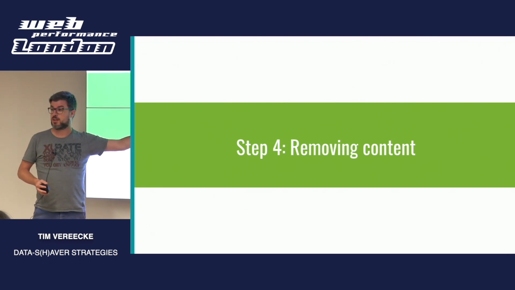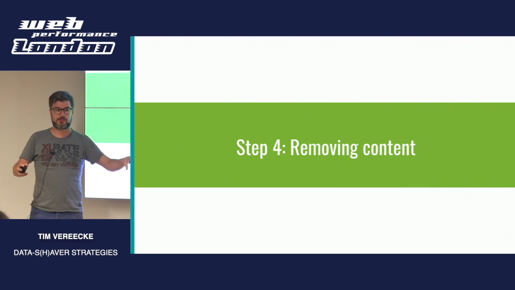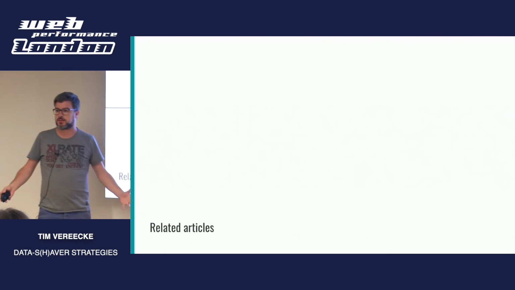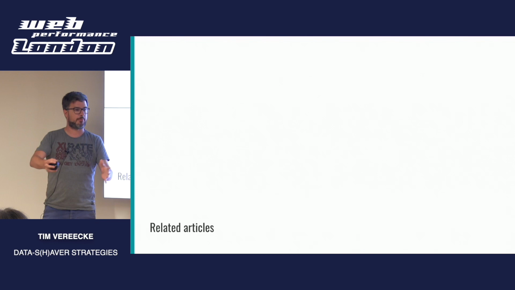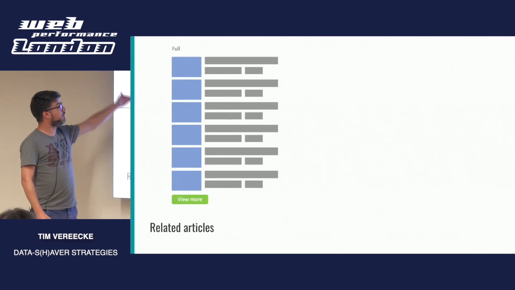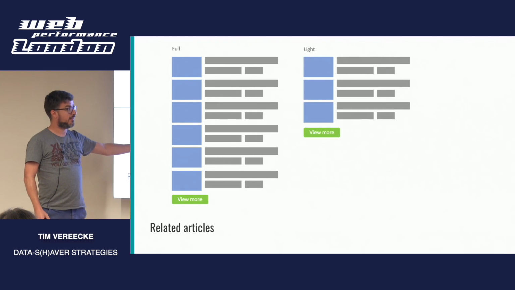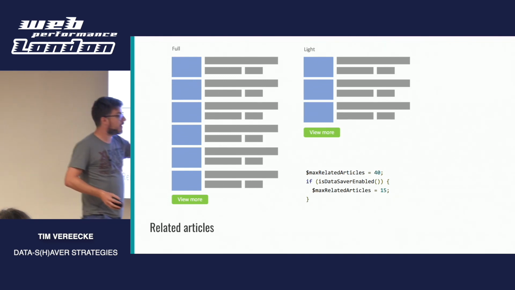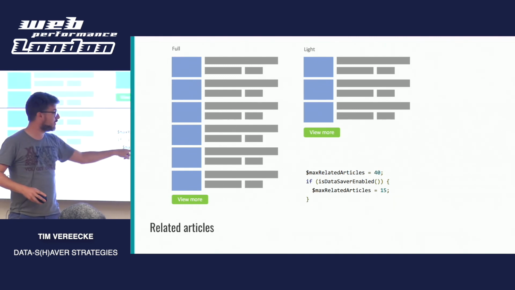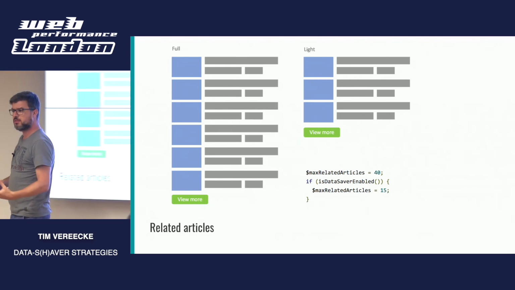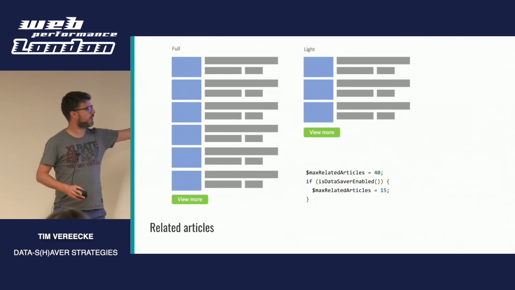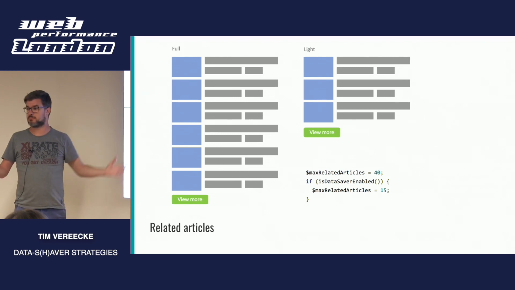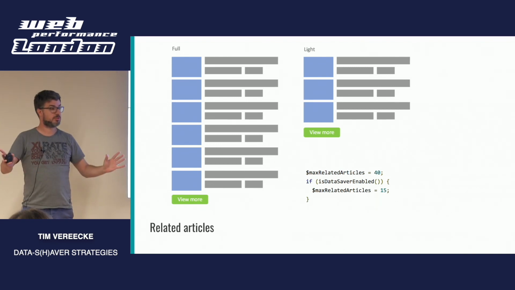So, step 4, we're going quickly. Removing content is a great way to save bytes. Now let's look at some of the options you have. Related articles. Every website has related articles. E-commerce, other products. If you're a newspaper, other articles. So in my full version, I sometimes show up to 40 related articles. When I do that simple, smart check, is data saver enabled, I override the related articles to 15. Does it matter? In the end, it's just a thumbnail. But let's say a thumbnail is 6 kilobytes, 25 thumbnails saved, it's 150 kilobytes, straight away gone.